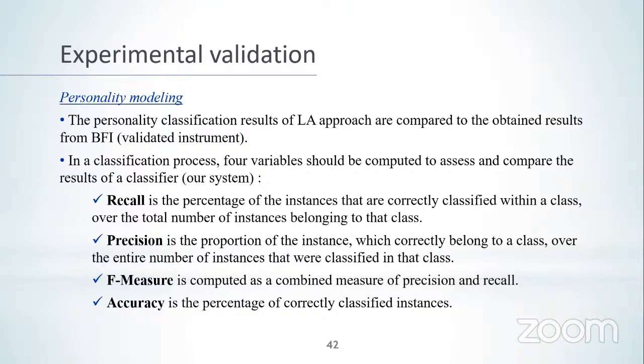The recall is the percentage of the instances that are correctly classified within a class over the total number of instances belonging to that class. The precision is the proportion of the instances which correctly belong to a class over the entire number of instances that were classified in that class. The F measure is computed as a combined measure of precision and recall. And finally, the accuracy is the percentage of correctly classified instances.